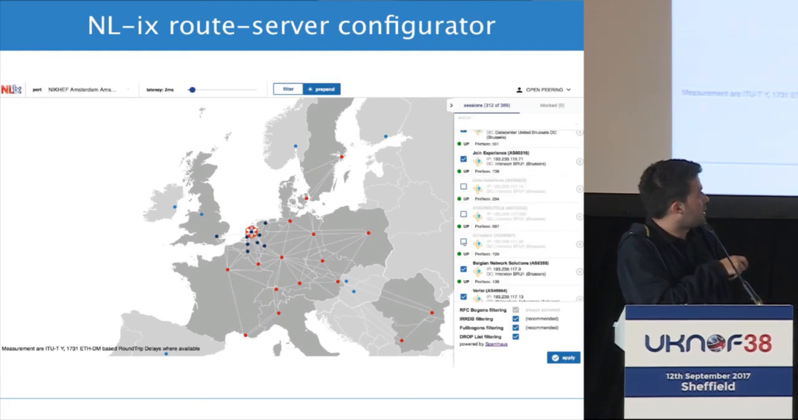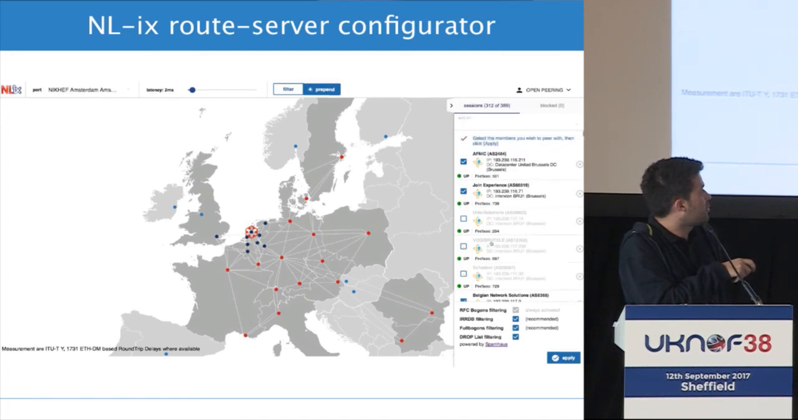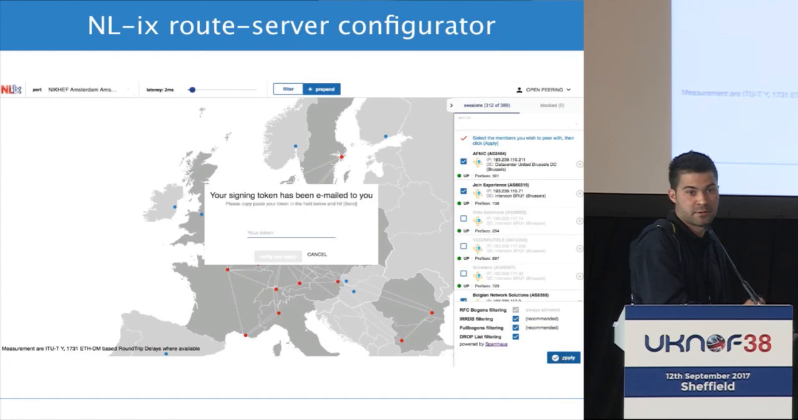When you're done with your geolocalized selection, you can make a review of the list, because maybe there are still some members that you don't want to peer with, so you can unselect them explicitly. And after that, you just need to click on the apply button, and your configuration gets generated and deployed within a couple of seconds, probably. And I think that's pretty nice. So that was the new NLX route server configurator with the security features. That was BirdStack.